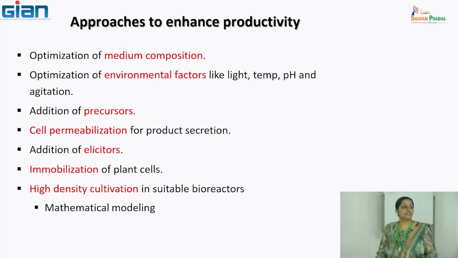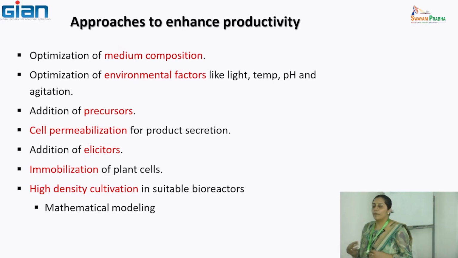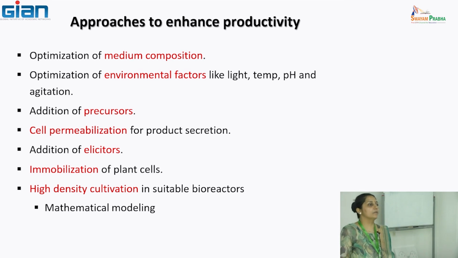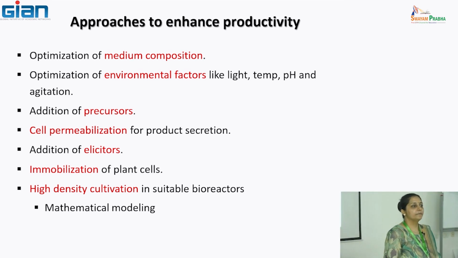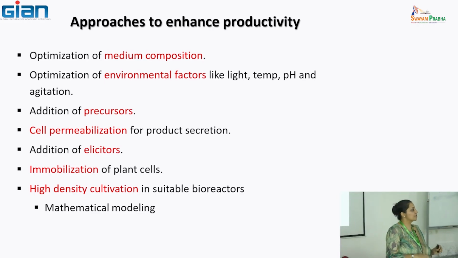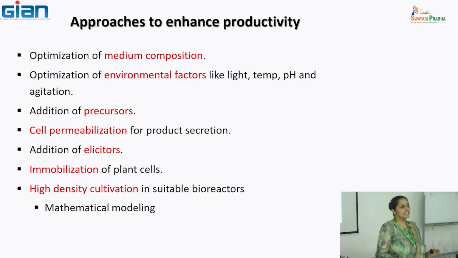High density cultivation, of course, because these are scalable systems. You select a suitable scale-up criterion and then you can scale these systems in the reactors. Now, where does the role of mathematical modeling come in the bioprocess? Anybody? Those who have studied bioprocess in some way. The tools and techniques remain the same.